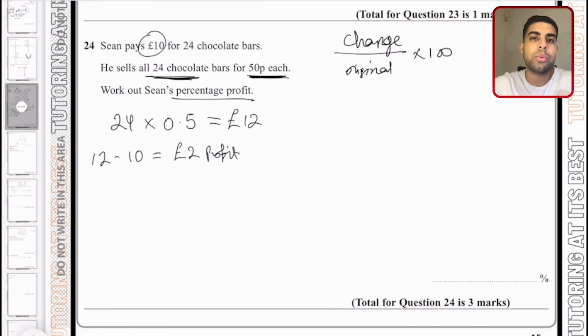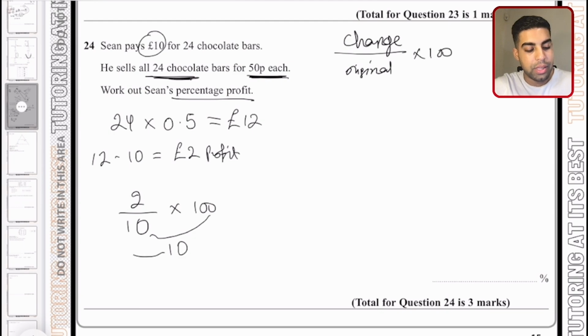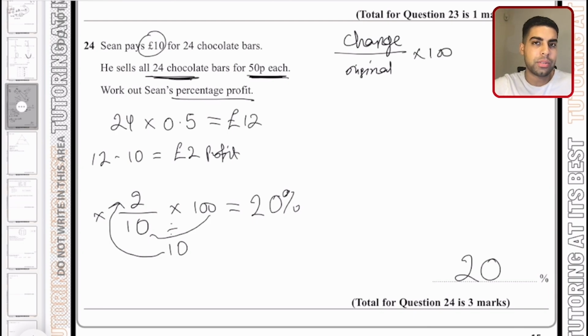So let's work out what £2 is as a percentage out of £10. So our change is 2 over our original, which is 10, and then we times 100. And we now know we can divide 100 by 10, which gives us 10. We then multiply this by 2, which gives us 20. So we can now see that £2 is 20% of £10. I hope that question was clear. Let's now go for question 25.